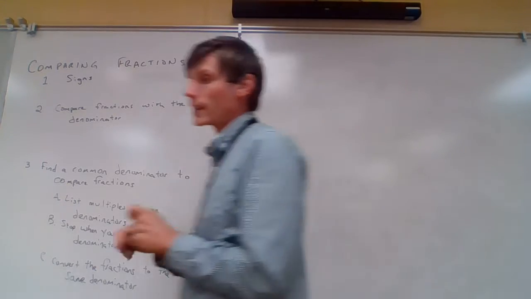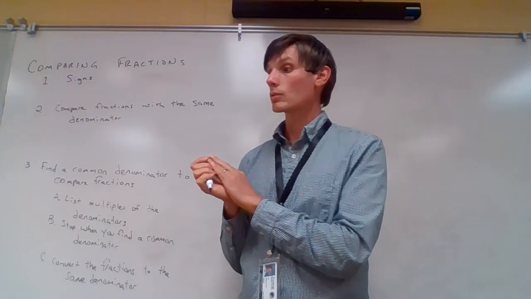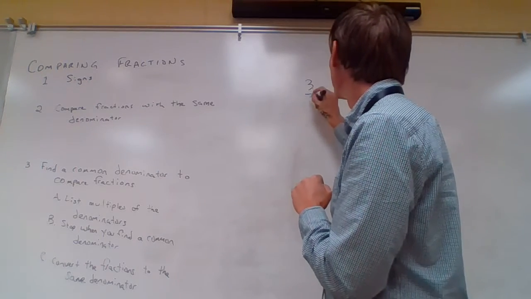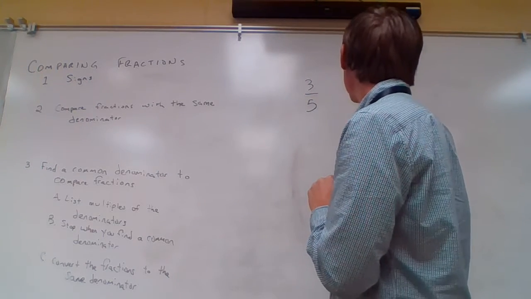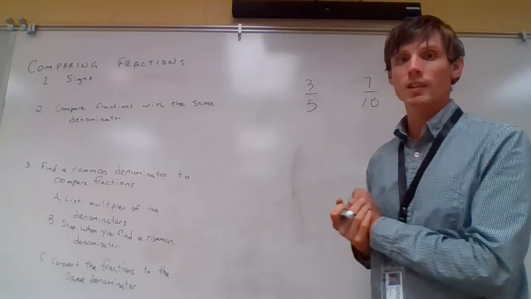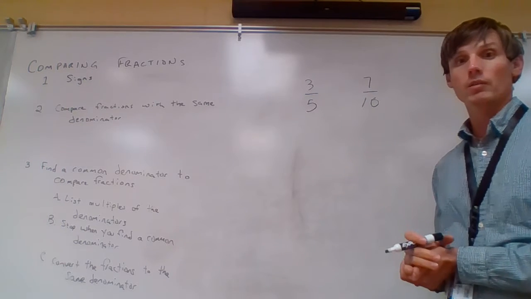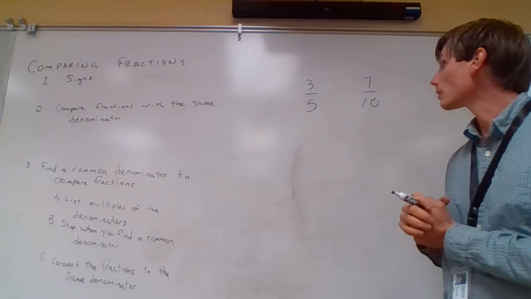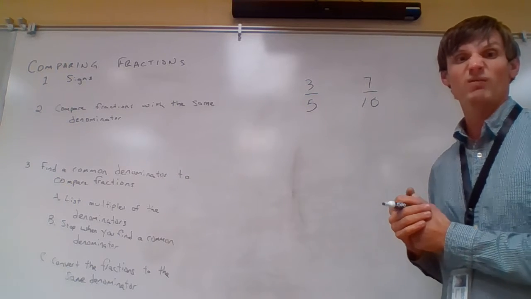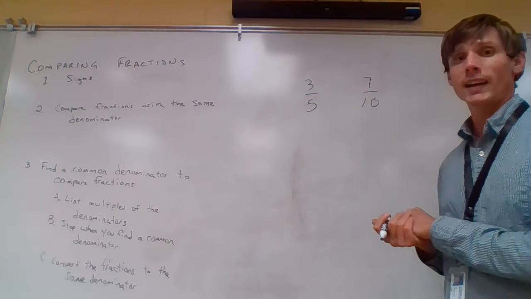Let's take an example like 3/5 and 7/10. This one might not be quite as clear just looking at it which one is larger and which one is smaller. They're actually fairly close. But if we were to compare them, to figure out if it's the equal sign, greater than, or less than sign between them, we want to find that common denominator.